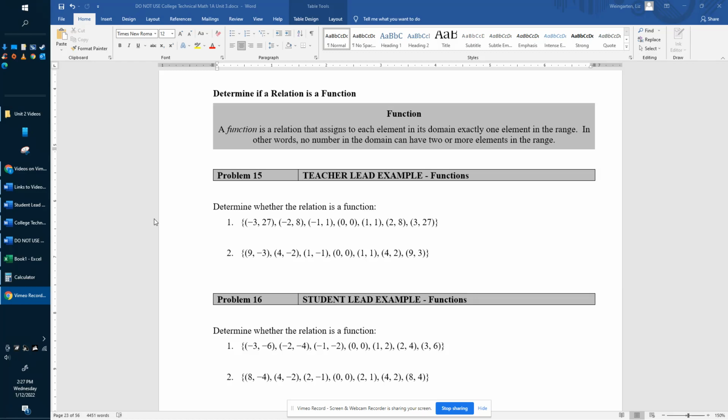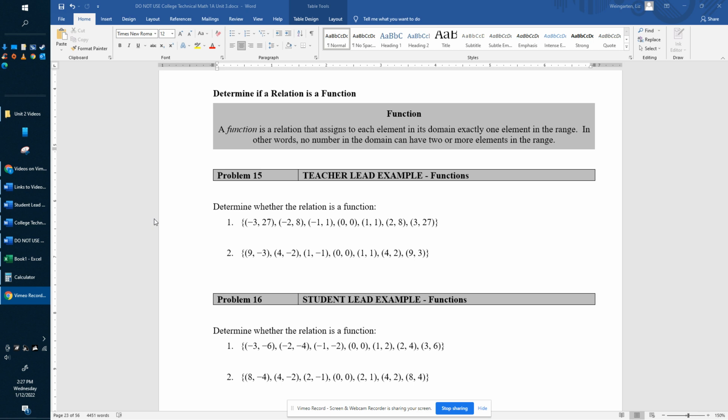In this video, we are going to discuss the difference between a relation and a function. A function is a type of relation. So a function can never not be a relation. It is a relation. It's just a specific type of relation. A function is a relation in which each element in its domain has only one element in the range.